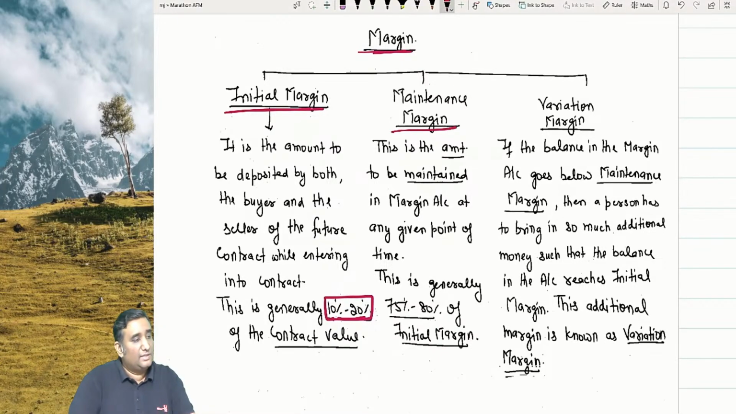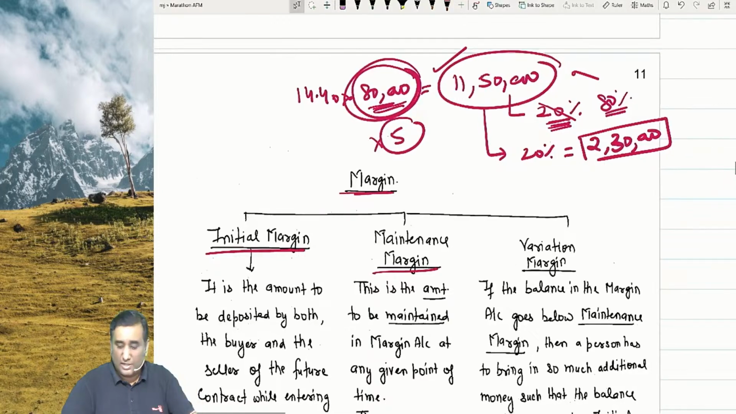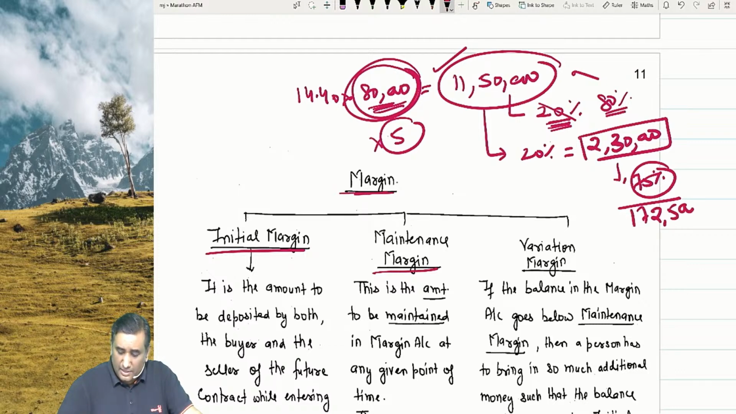Then comes maintenance margin. Let's suppose the exchange would have asked 20%, how much is that amount? 2 lakh 30,000. Now after that, the exchange will also put a condition. If this value goes below 75%, you have to bring in more money. That's called the maintenance margin should not be hit. At any point of time, you have to maintain in the account 75%. How much? 1 lakh 72,500. If the balance goes below 1,72,500, you'll have to again bring in additional money, and you have to bring in so much money such that your balance again becomes 2,30,000.